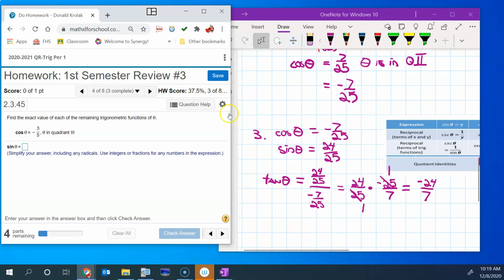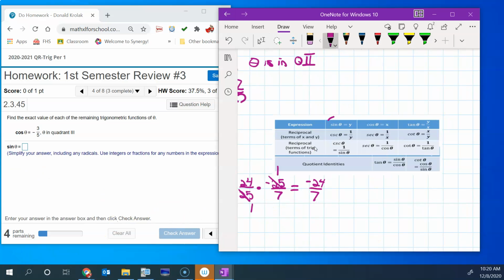Okay, and if you forgot your ratios, all your ratios are on your reference sheet. What makes your sine, what makes your cosine is on your reference sheet. Here's your sine, cosine, tangent, and then here's how you get their reciprocals.